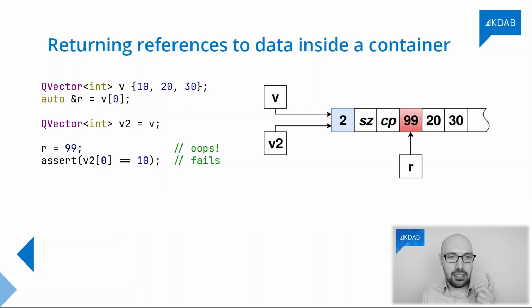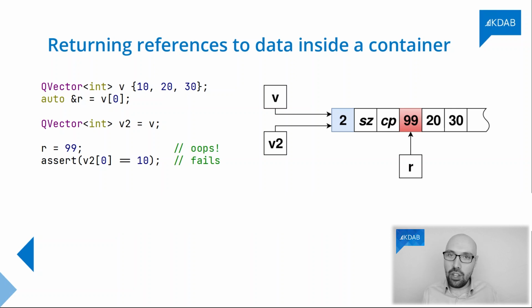What have we just said? That copy is not a deep copy. That copy is a shallow copy. All that copy does is incrementing a reference counter. And then I'm going to modify r. So I'm going to follow that reference and set it to 99, for instance. So r is a reference inside v. Would you expect v2 to be modified when you modify r?